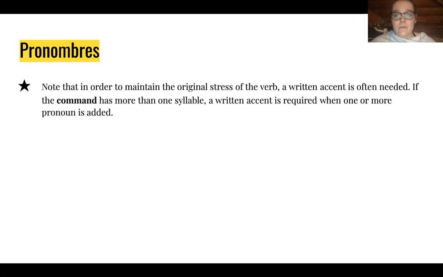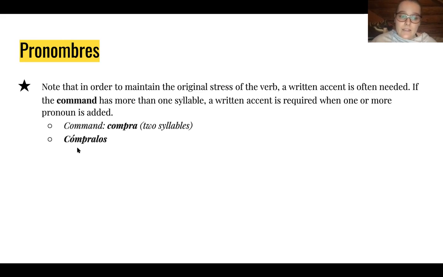So if your affirmative command has more than one syllable, you're going to put a written accent into your verb. So let's start with our command that we used on the last example, compra. If you add los to the end of that, you're going to end up with cómpralos. Note that we put that accent on that O. We put that there because that's where the emphasis is originally in the word comprar.